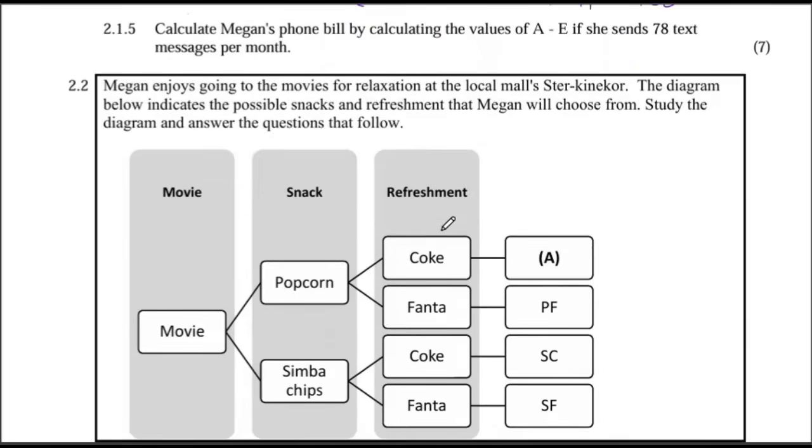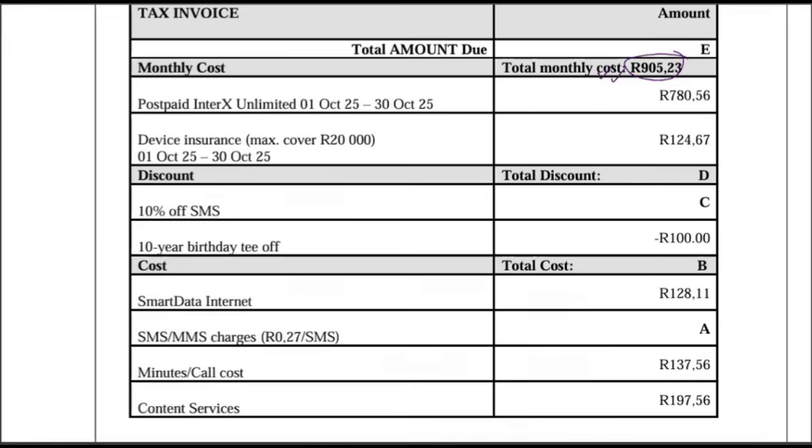2.1.5. Calculate Megan's phone bill by calculating the values of A to E if she sent 78 text messages. Let's go there straight away. So we are filling in these values. A, SMS text. But remember, she has 78 texts. Of these texts, she gets 50 free. So we have to subtract them off. When you subtract this, I believe you remain with 28. So now this should pay for the 28.